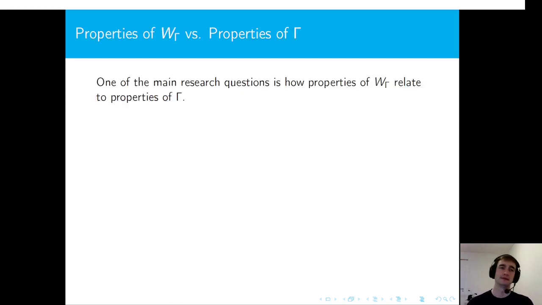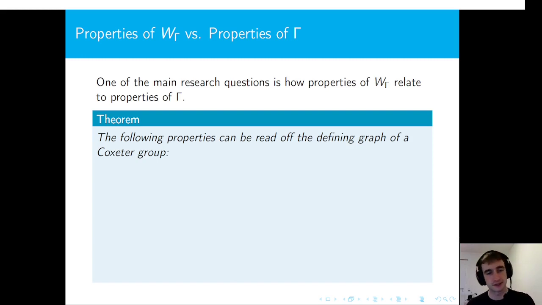Okay, and sort of this is the final part that I want to tell you about, and this is the active research. And what is usually a good question, or well, one of the main questions that's asked for Coxeter groups is, okay, let's say my Coxeter group W gamma is supposed to have some group theoretic property P. How does this relate to combinatorial properties of my graph gamma? And now I'm going to give you some list of some properties and how they connect to properties of gamma.